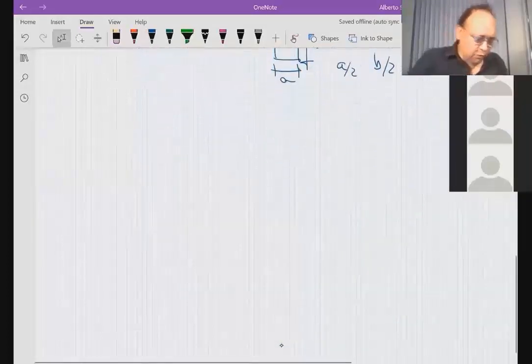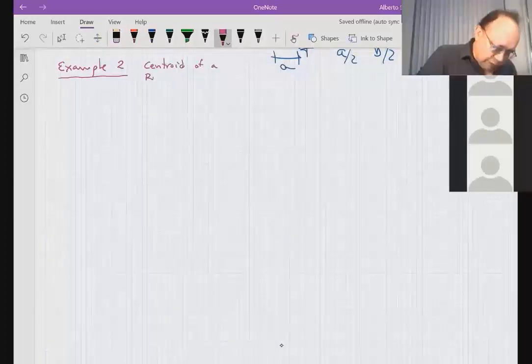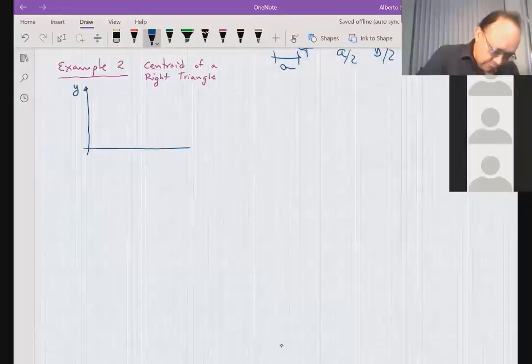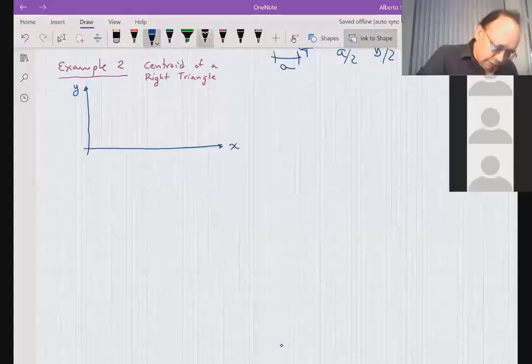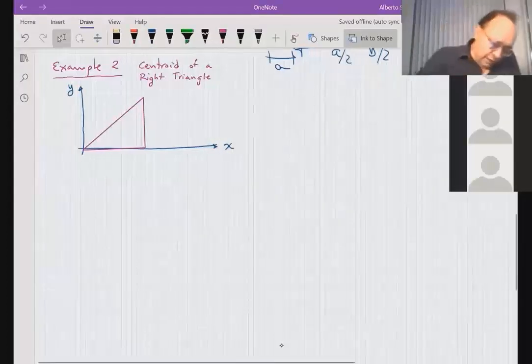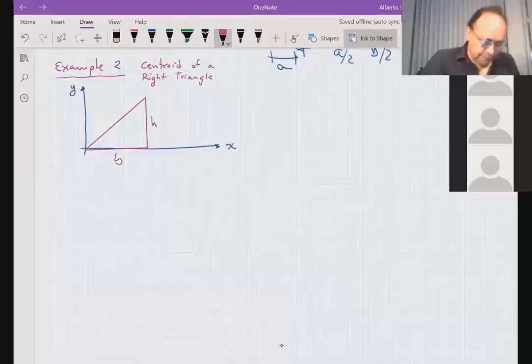Let's call it example 2. We're going to find the centroid of a right triangle. So let's do our right triangle. Let's put here an axis y. Let's put here another axis x. Let's make a triangle here. Okay, more or less. Let's say this triangle has dimensions b as base and h as height, right?